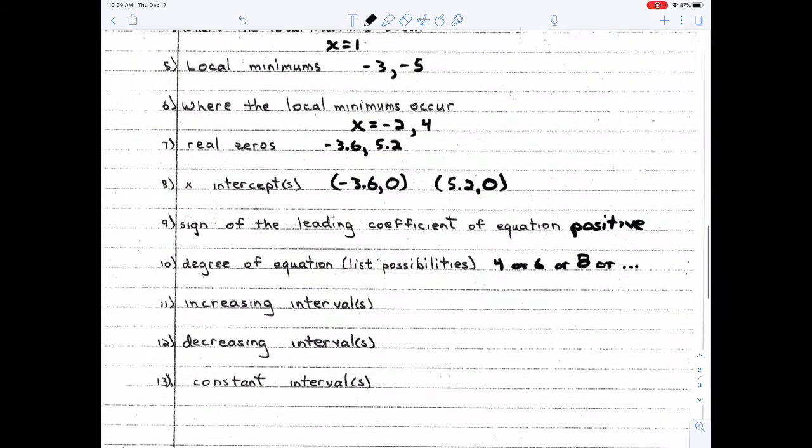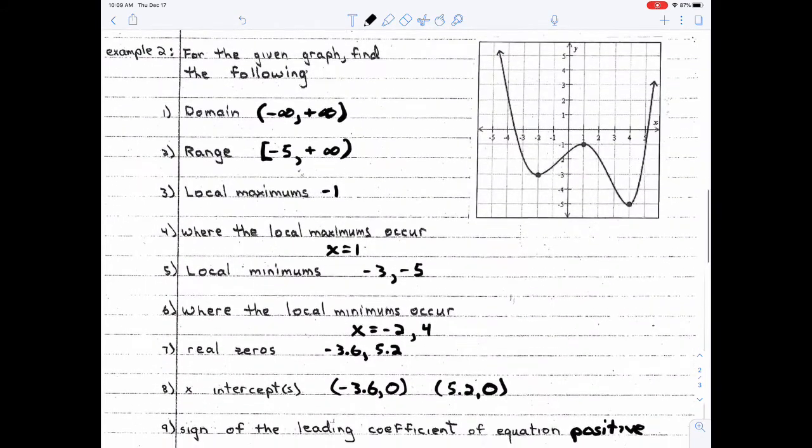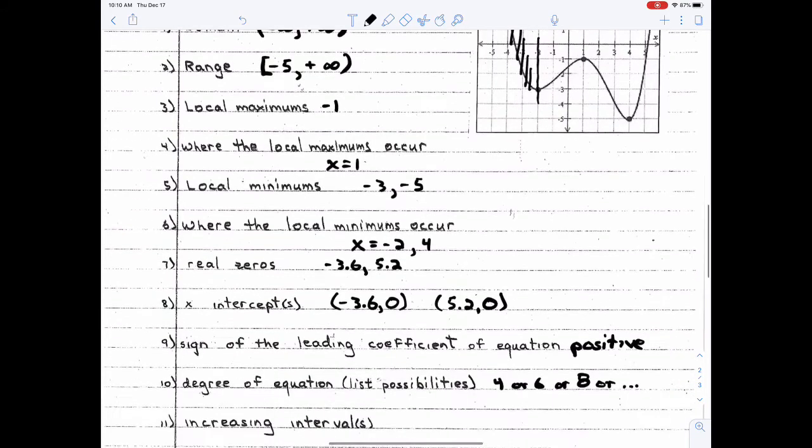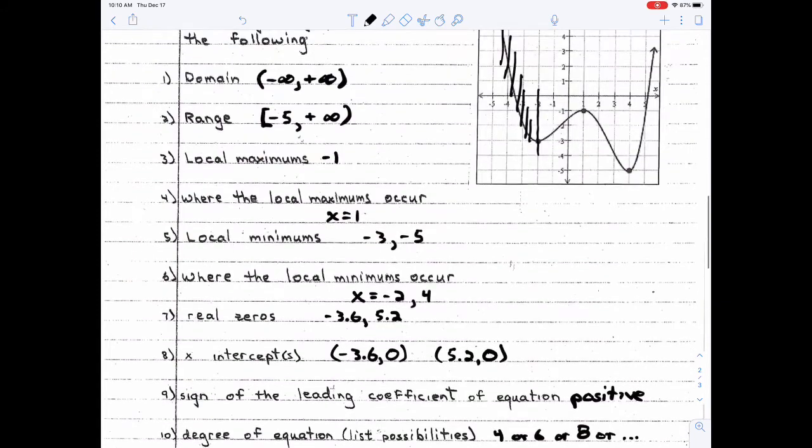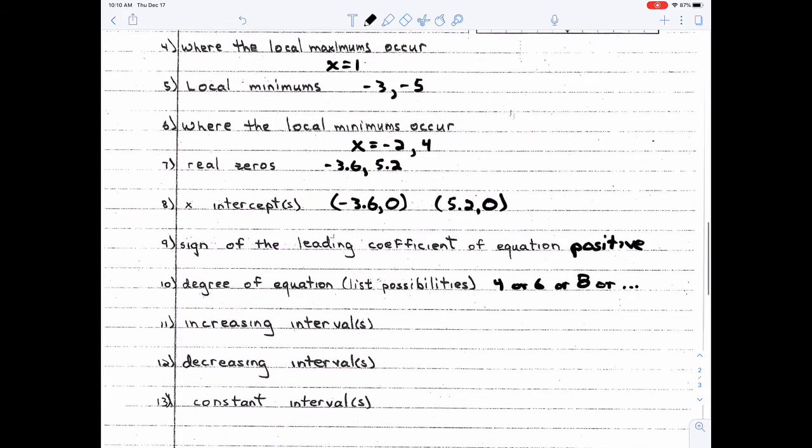Okay, increasing, decreasing, constant intervals. Again, I strongly suggest you stop the video and do this on your own. But let's take it and then turn it back on. I assume you've turned it back on. So what's happening out here? From -infinity, it's going down to an x value of -2. Remember, it's the x value. And that's decreasing. So that's -infinity to -2.